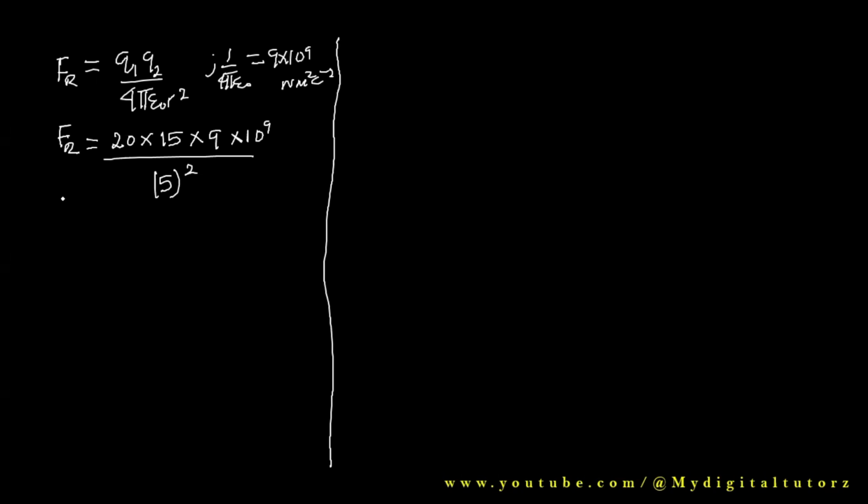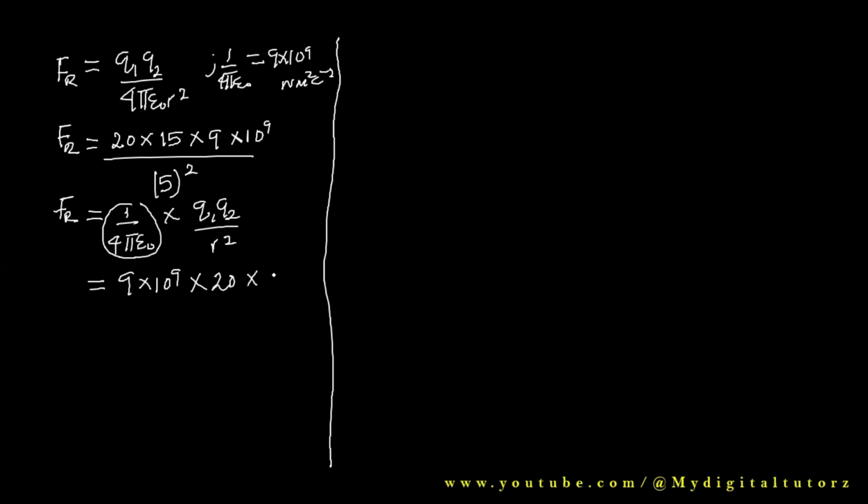remember that this formula, FR, is the same thing as saying 1 over 4 pi E naught multiplied by Q1, Q2 all over R squared. I hope it is taken. So all I just did is to multiply 9 times 10 raised to power 9 by Q1, 20, multiplied by Q2, 15, then everything divided by R, which is 5, so I will square it. So that's how I got that one.